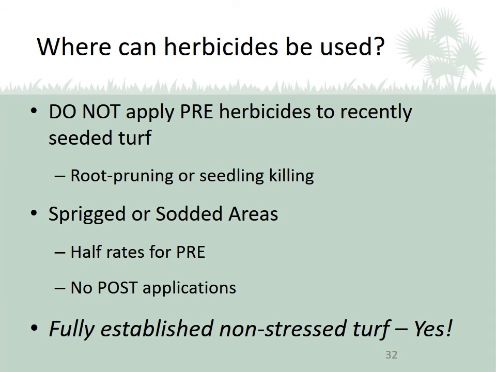So where can these various herbicides be used? You want to be very careful not to use certain herbicides in certain situations. Don't apply a pre-emergent herbicide to recently seeded turf, because then what happens is it's going to kill the grass seeds, and the grass seeds are not going to germinate. You want to be very careful for any sprigged lawns or freshly sodded lawns. You want to use half rates for a pre-emergence, and then no post-emergent applications right away until the turf has become very well established. So if your lawn is fully established, non-stressed, otherwise healthy, and you have to apply an herbicide to kill the weeds, that's the best time to do it.